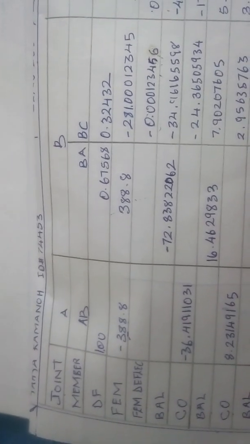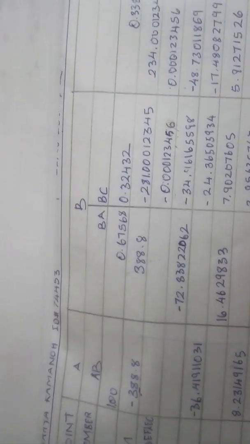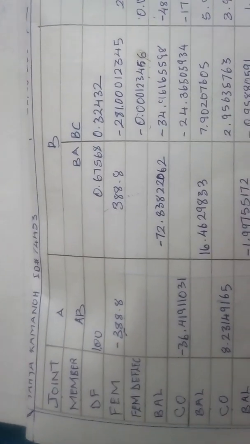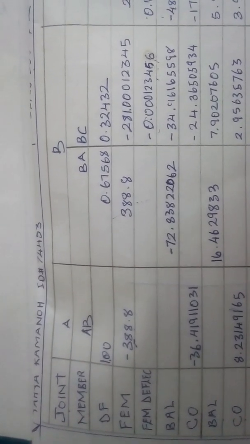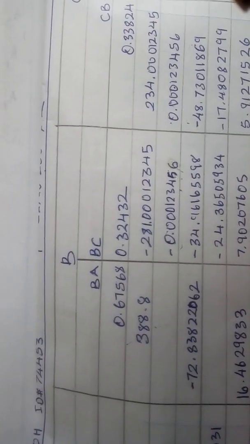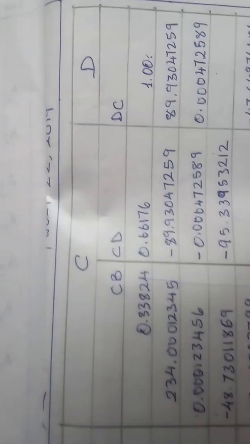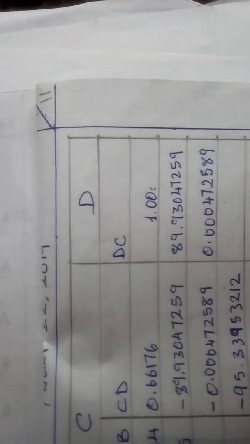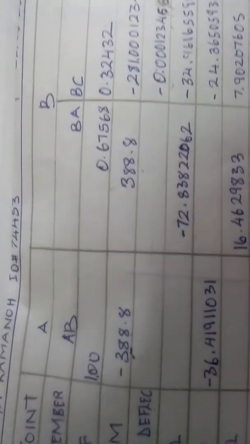You have the table prepared. I have joint A, joint B, joint C. At joint A, you only have one member coming to joint A, which is member AB. But at B, you have two members, BA and BC. And at C, you have two members, CB and CD. And at D, you have only one member coming to joint D, which is DC. The next line you see is the fixed end moments that were just computed.